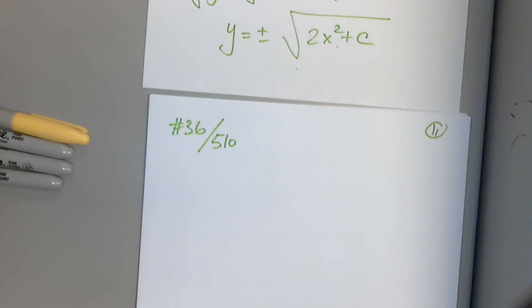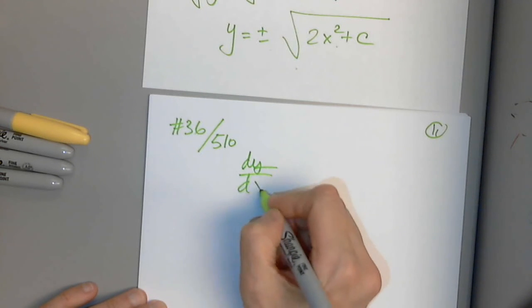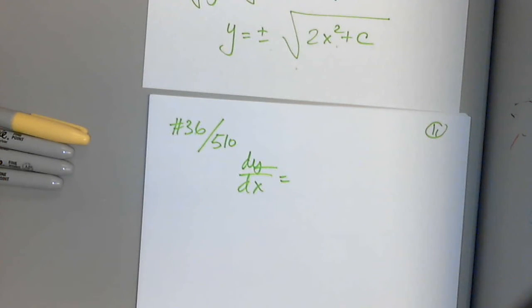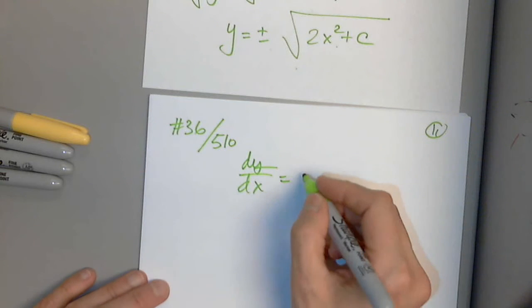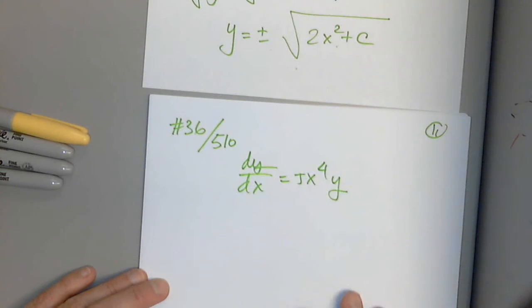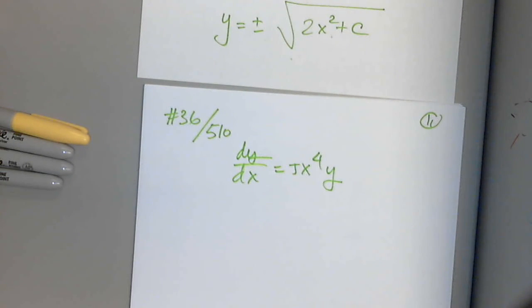So dy over dx equals 5x to the 4th times y. Oh, I wanted to pick one with a condition, but that's okay. We'll do that on Tuesday. And then we can look at some more problems.